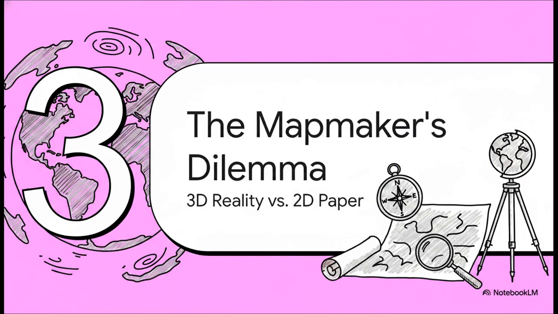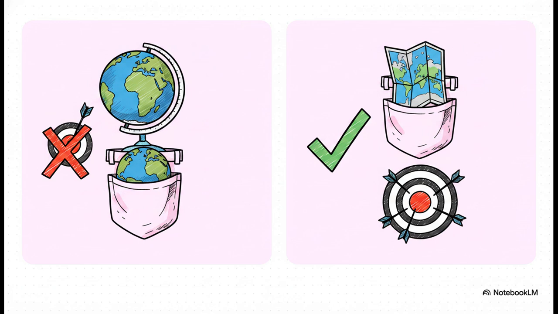Section 3. The Mapmaker's Dilemma. 3D reality versus 2D paper. Now this brings us to a massive historical problem. How exactly do you take a huge 3-dimensional world and fit it onto a small, flat piece of paper? Well, you kind of have to make a choice.